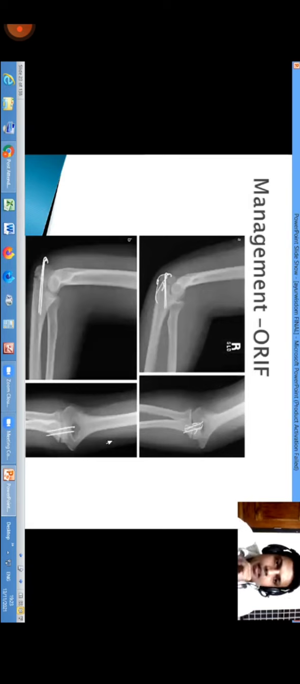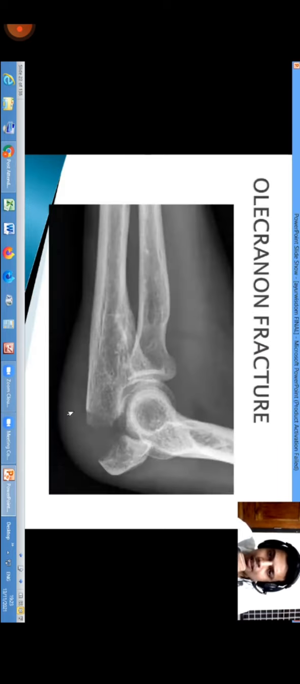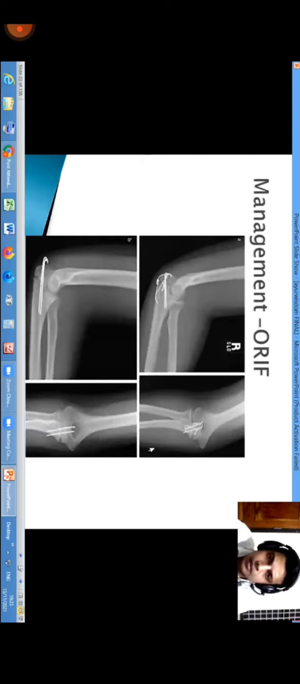So we should refer the case for better treatment to the patient, and internal fixation is a must in olecranon fracture. Otherwise, there will be a gap and joint movement will be difficult in future. So always refer olecranon fracture. Some of the undisplaced fractures we can manage, but it's very difficult. So please refer olecranon fracture to a surgeon. Here we can see the olecranon fracture is managed by internal fixation.